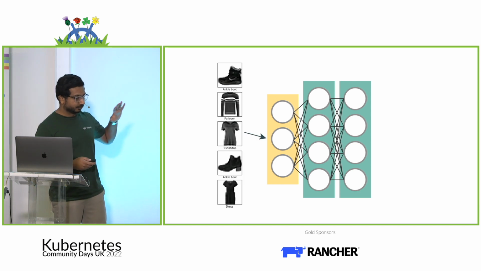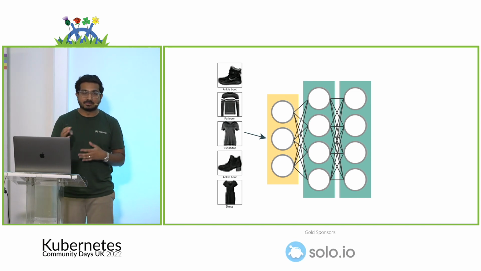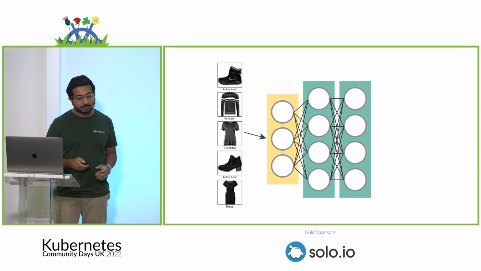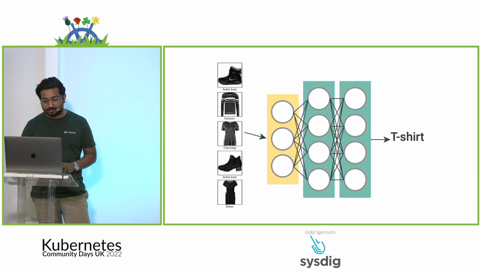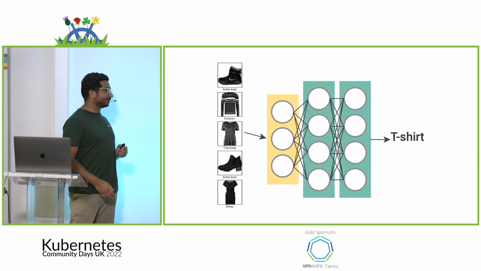And then once it's all trained up, you can serve your model so people can submit their requests. For example, if I put an image of a shirt in, it comes back and says it's a t-shirt. That's great, right? So that's all super high level machine learning.